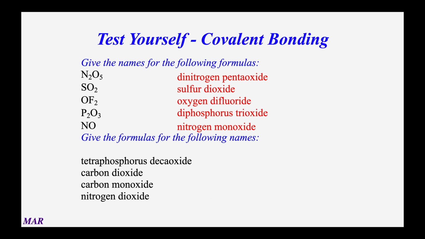The next ones are taking the names and putting them into formulas. So tetraphosphorus, tetra is 4, that's 4 phosphorus, which is P. Deca is the Greek prefix for 10, and oxide is oxygen, so we would have P4O10 on that one. Carbon dioxide, which is hopefully really familiar to you, that would be just CO2. Carbon monoxide, which is different. Mono is 1, drop in the double O, but you can put it in if you want to. That would be 1 carbon and 1 oxygen. And finally, the last one, nitrogen dioxide, 1 nitrogen, 2 oxygens.